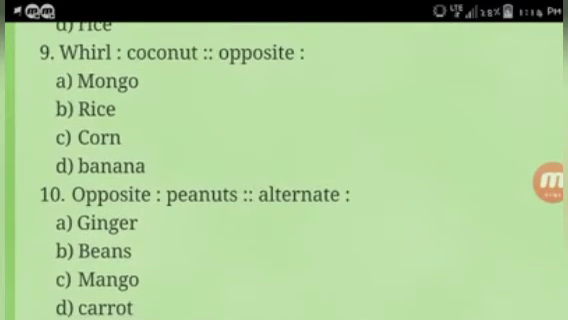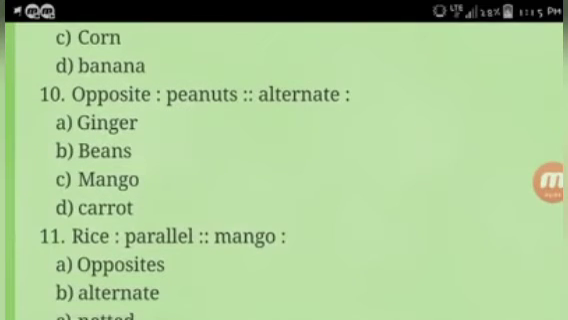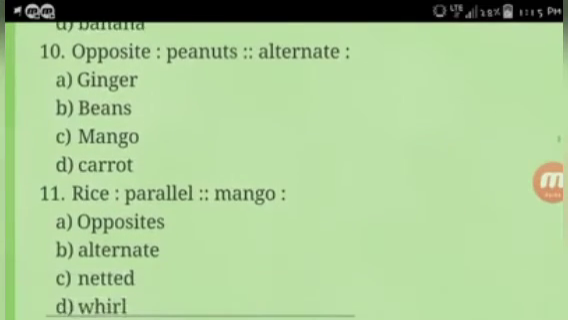Next, we have 3 kinds of leaf arrangements. Number 1 we have whorl, we have opposite, and the other one is alternate. Here whorl, coconut, opposite is mongo, beans. Opposite, peanuts, and alternate we have ginger.